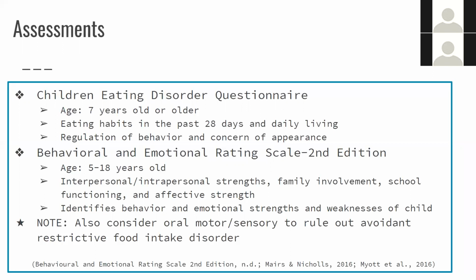These items assess the interpersonal and intrapersonal strengths, the child's family involvement, their school functioning, and the active strength that is present, and the effective strength that is present. So this assessment works to identify the child's levels of behavior and emotions, and this can help the therapist identify what areas may need to be developed within treatment. We also want to consider oral, motor, and sensory assessments so that we can make sure we rule out and avoid avoidant restrictive food intake disorder.